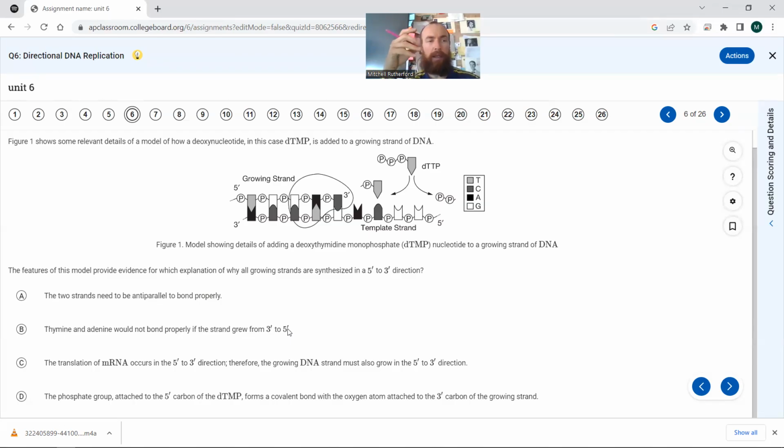Okay, so D, then I'm scanning to D. Phosphate group forms a covalent bond with the oxygen atom attached to the 3' carbon of the growing strand. Now, the phosphate group down here, 3 to 5, 3 to 5, we have a phosphate sticking out over here on the 5' end. We have the phosphate sticking out over here on the 5' end. Okay, so this phosphate sugar base setup, phosphate, and there's a sugar that's not really pictured, and then the base that's sticking out over there. And it says the phosphate group is attached to the 5' carbon, and that forms a covalent bond with the oxygen atom of the 3'.